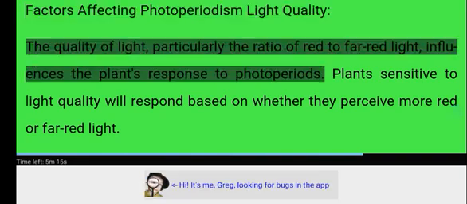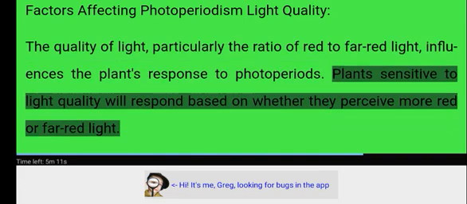Factors affecting photoperiodism: light quality. The quality of light, particularly the ratio of red to far red light, influences the plant's response to photoperiods. Plants sensitive to light quality will respond based on whether they perceive more red or far red light.